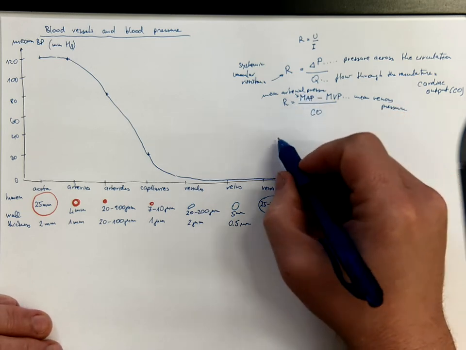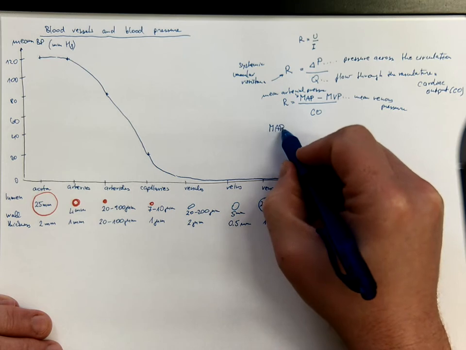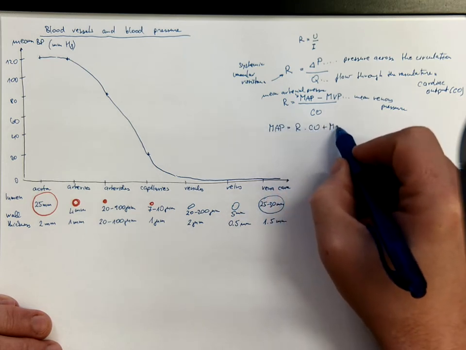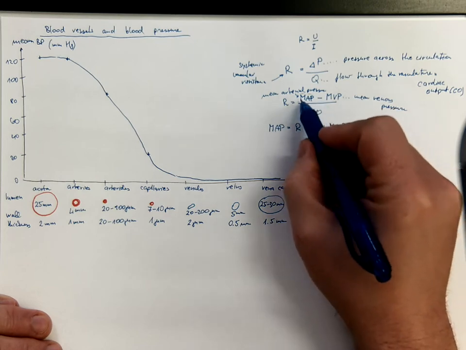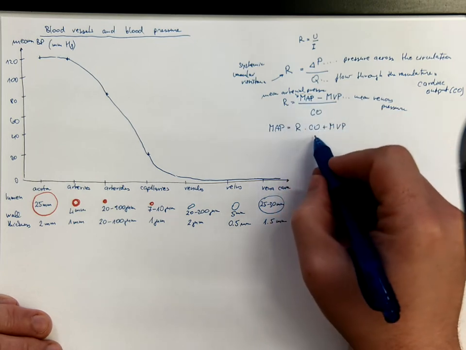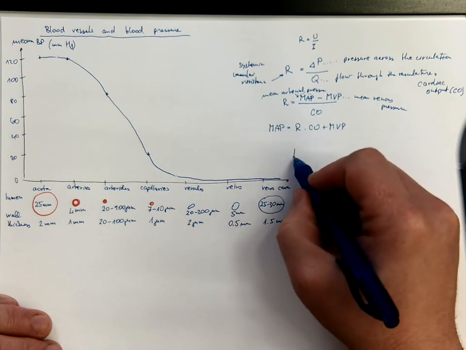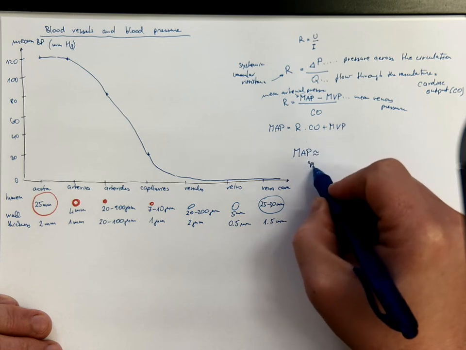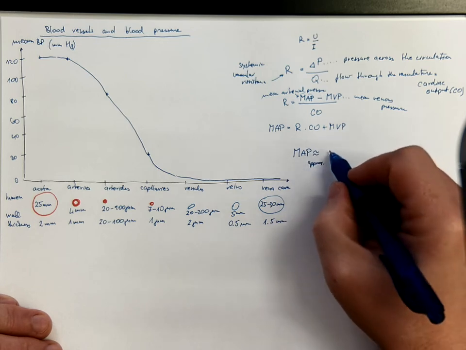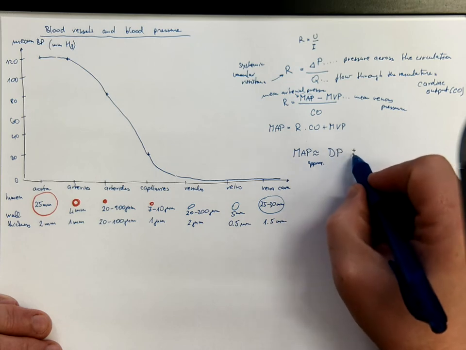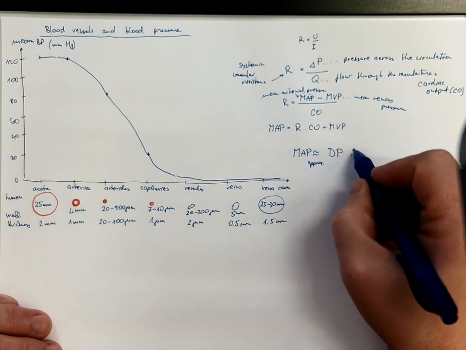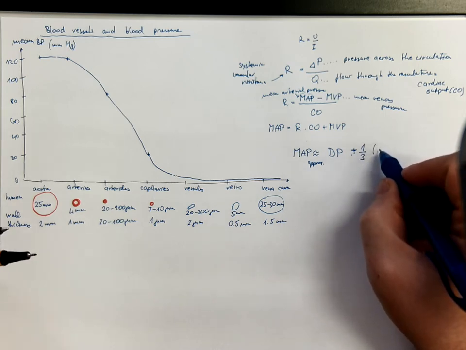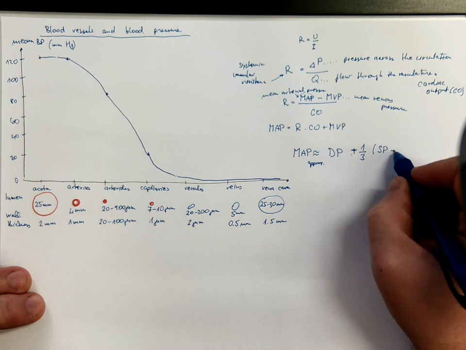So if you want to express the mean arterial pressure, it equals resistance times cardiac output plus the mean venous pressure, if we express this from the equation. And this is hard to measure, but we have a very good approximation. It's the diastolic pressure plus 1/3 of the difference between the systolic pressure and the diastolic pressure.